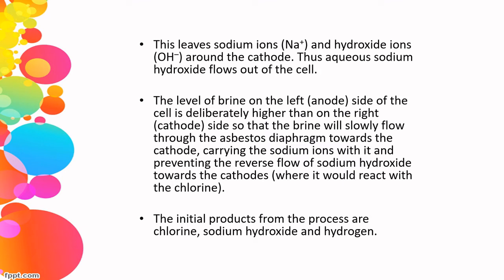After that, this will leave sodium ions and hydroxide ions around the cathode. Thus, the aqueous sodium hydroxide will flow out of the cell. The level of brine on the left or anode side of the cell is deliberately higher than that of the right side, so that the brine will slowly flow through the asbestos diaphragm to the cathode, carrying the sodium ions with it and preventing the reverse flow of sodium hydroxide. The initial products from the process are normally chlorine, sodium hydroxide, and hydrogen.